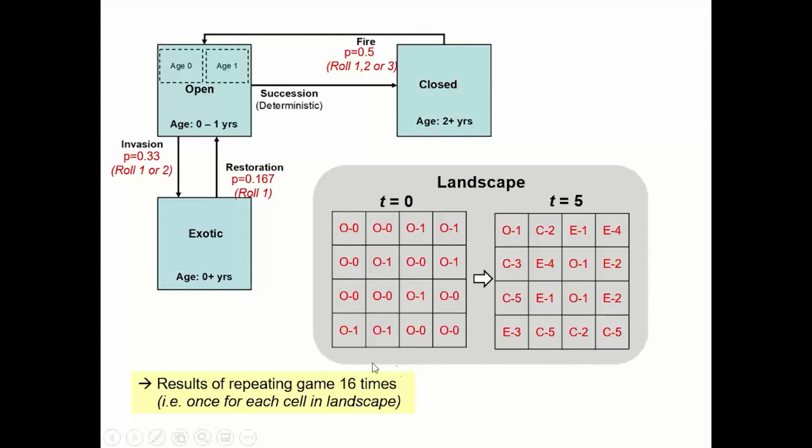I went and I repeated this 16 times. When I did it, I didn't end up in E2 like we did. I ended up in open age 1. I actually did the 16 times. I didn't do it with dice, I'll have you know. I did it in the software. And so this is what I would have ended up with for one time through rolling the dice across all 16 cells, right? And now that's just what we call one Monte Carlo realization. This is one possible future of our landscape.